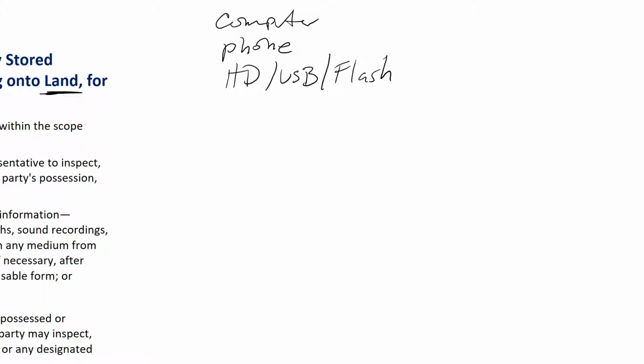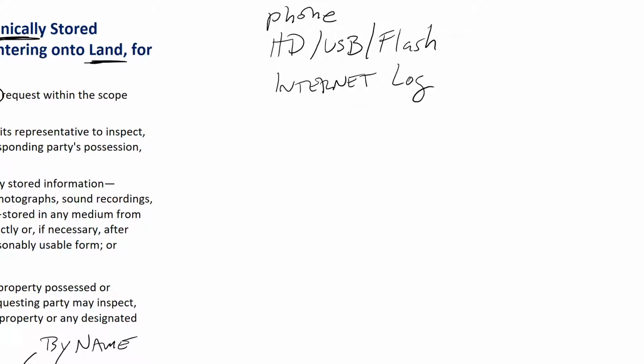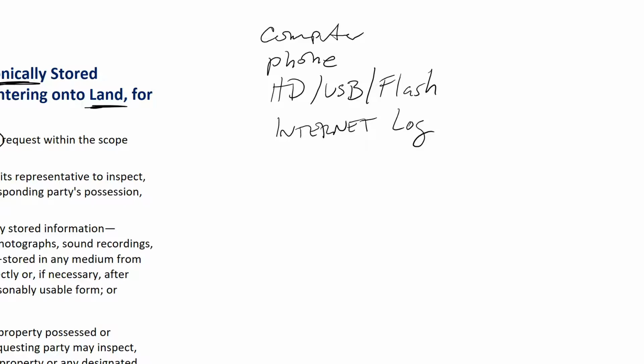Gosh, what else could it be? So many other things. It could be in internet logs from a service provider or from your own computer. So electronically stored information is stuff that's stored digitally in some device.